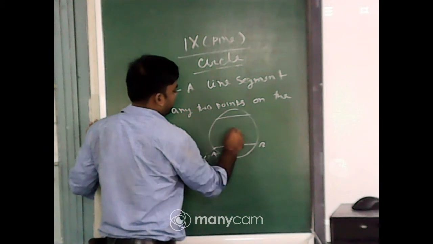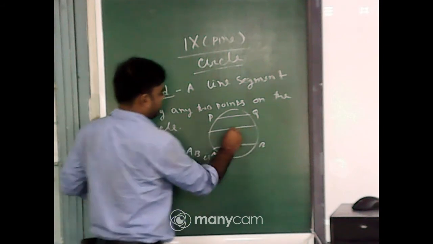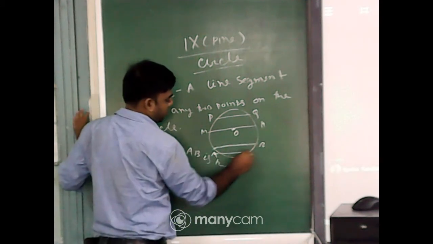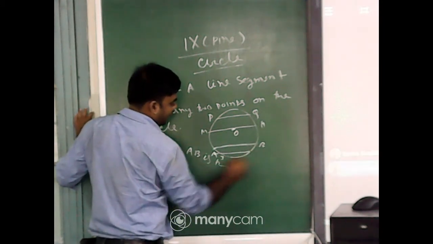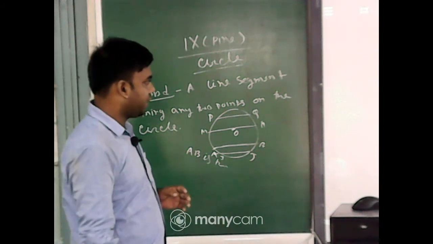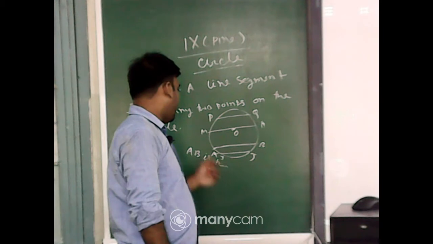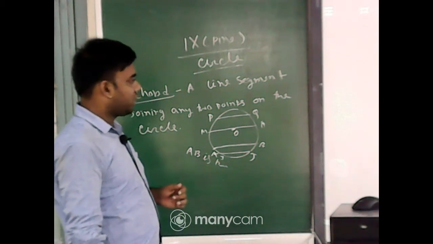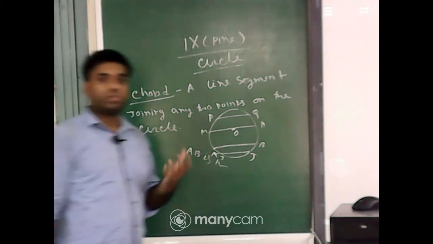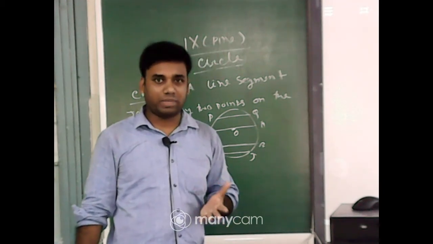Another point, that is O. PQ, another chord. MN, another chord. IJ. So how many chords are there, students? PQ, MN, AB, and IJ. Four chords are there. So chord means the line segment joining any two points on the circumference or on the circle.